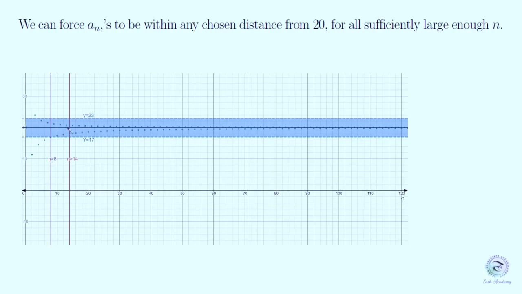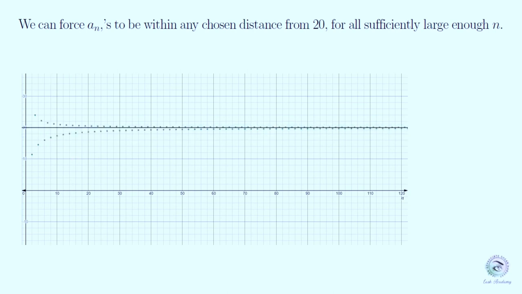We can choose any value in the region greater than or equal to 8 as our starting point for sufficiently large n. Any value in this region will force a_n's after that to fall within 3 units from 20. We choose 14 for no special reason. We could have picked any number in the region n greater than or equal to 8. We conclude that there exists a sufficiently large n value.